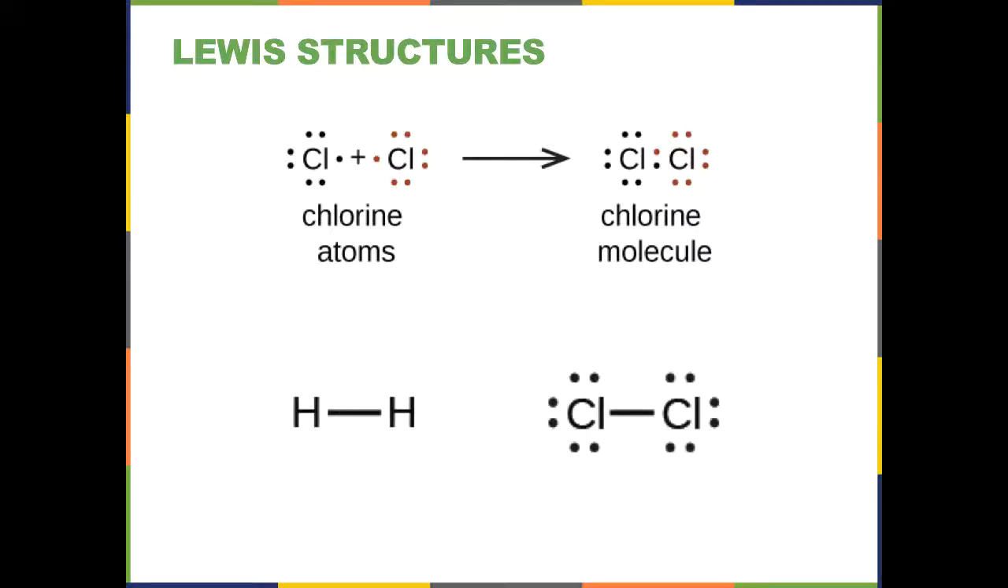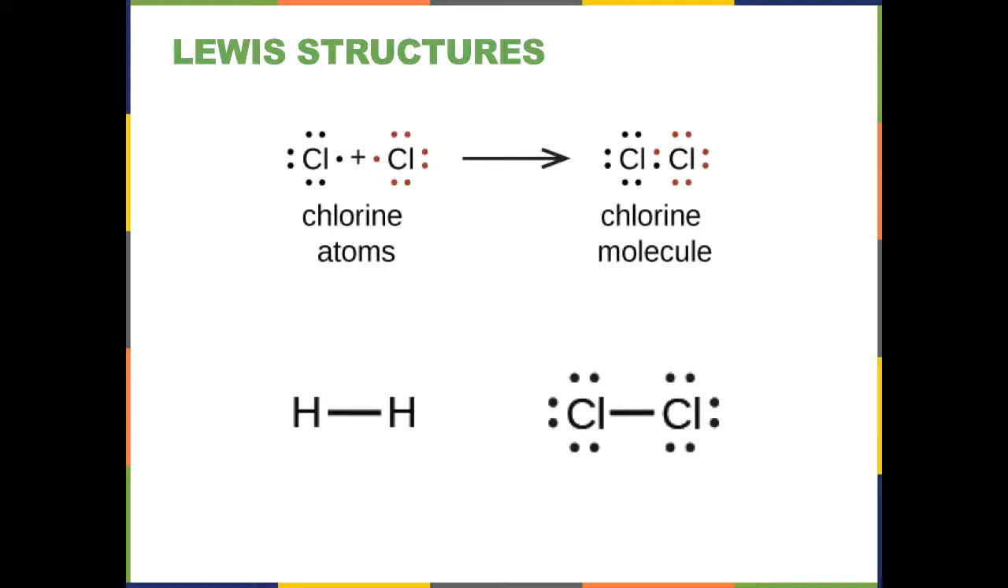Now this can also be shown in a different way, where the pair of bonding electrons is shown as a dash, so that's the bond, and then the remainder of the electrons are distributed around the outside of the two chlorine atoms. You can show it as in the upper right, or you can show it as in the lower right. And each dash represents two electrons.